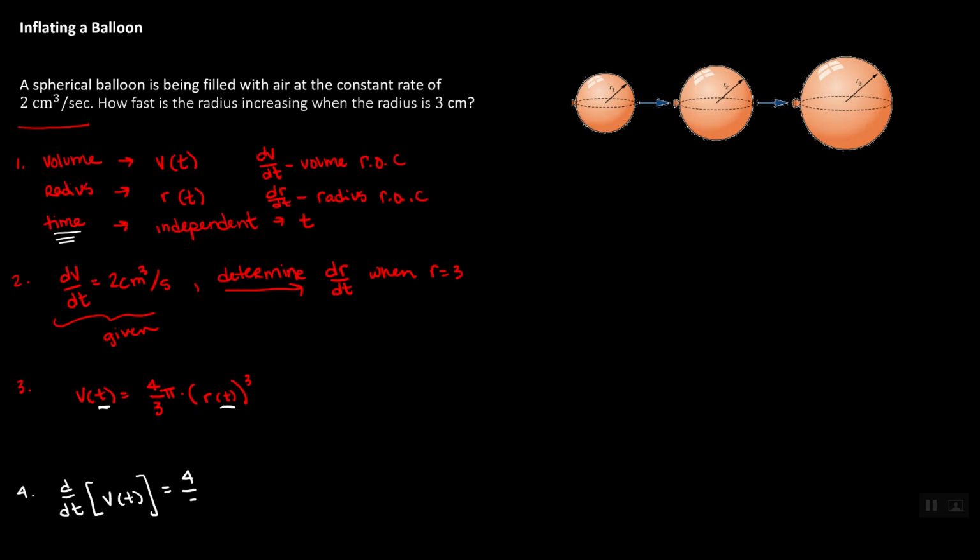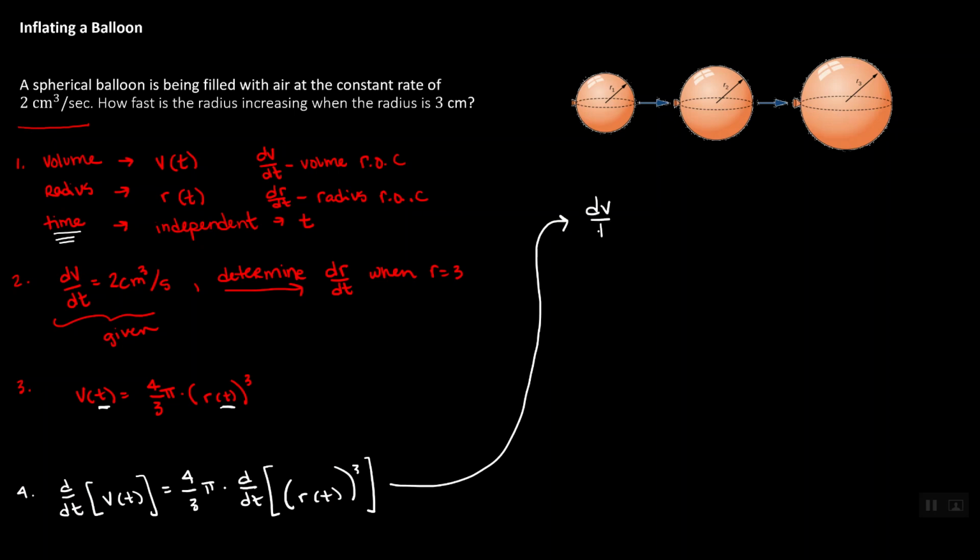And step 4 says to use the chain rule, and this is super important because if we forget to use the chain rule, we won't get the related rates that we're looking for. So let's work out this derivative right here. On the left, the derivative with respect to time of volume, a function of time, that would just look like dV/dt.